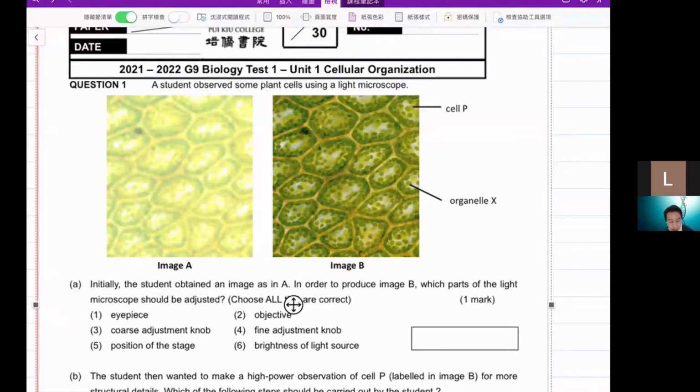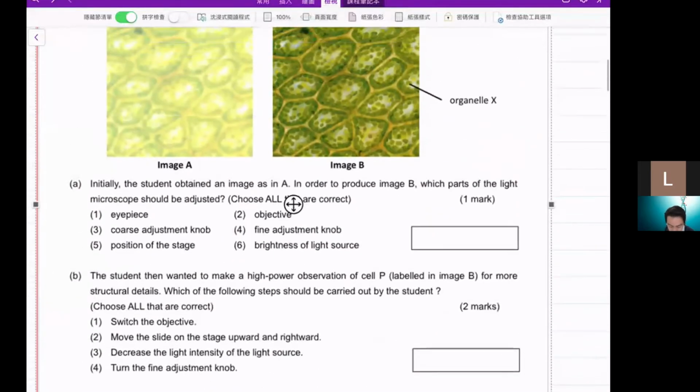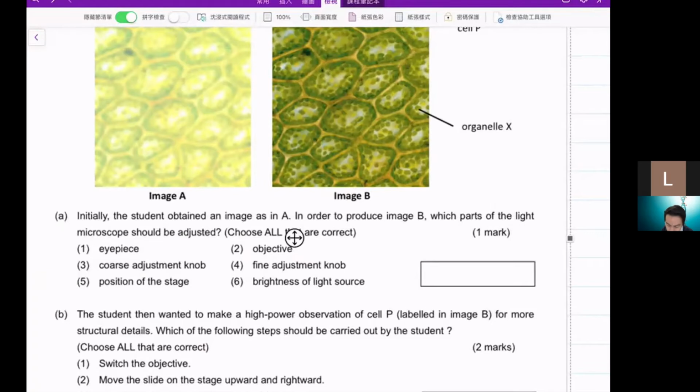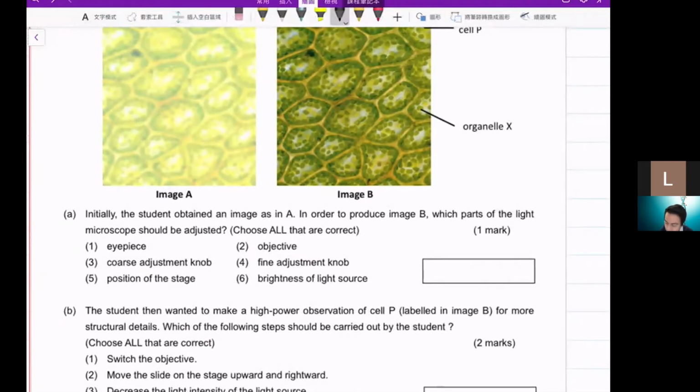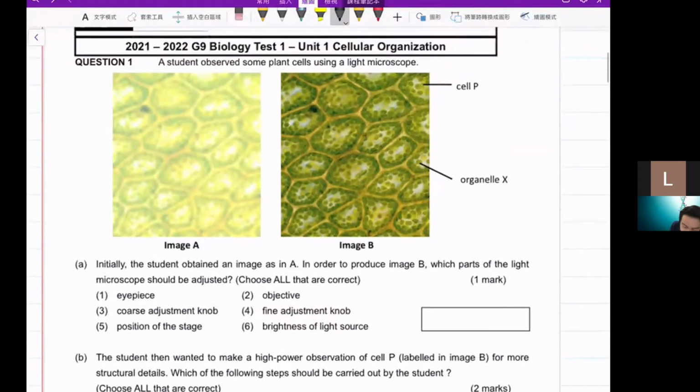So first, please look at question 1. Compare image A and image B. You will find that image A is brighter than image B. So to correct the image, you need to adjust the microscope to make the image dimmer. Okay, so what can you do?